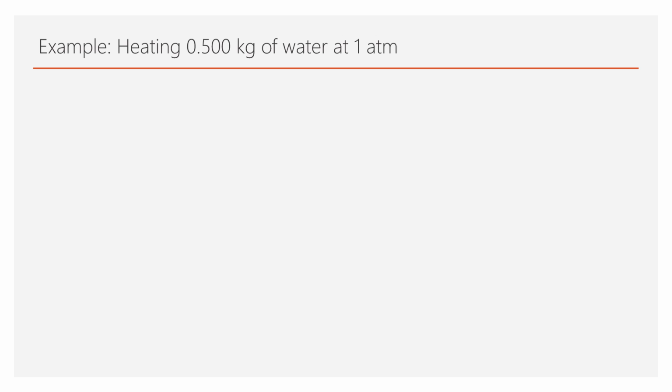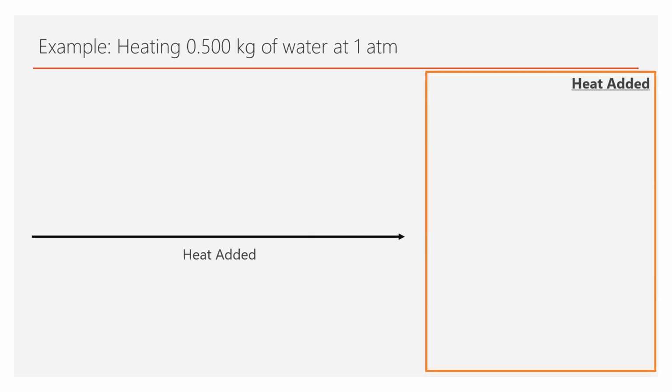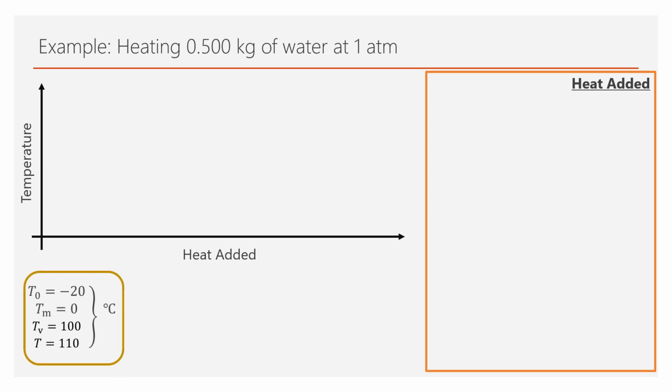Let's do an example of heating half a kilogram of water at 1 atmosphere. In this example problem, we will add heat to half a kilogram of water, and we'll record the amount of heat added in this ledger, and then we'll observe how the temperature changes. Let's go ahead and record the values that we need.